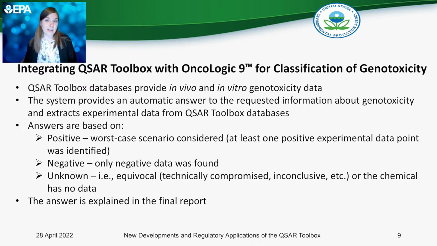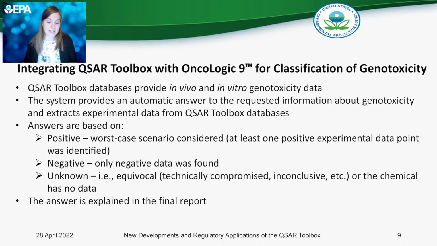If only negative data was found, the compound was tested, but only negative data was found for the gene mutation or chromosomal aberration studies, a negative response will be given to Oncologic from QSAR Toolbox. If the chemical was not tested and QSAR Toolbox cannot find any data, it will be seen as unknown, or perhaps even the data extracted may have been technically compromised or inconclusive, QSAR Toolbox will report unknown back to Oncologic. The answer is explained in the final report in Oncologic and justified in QSAR Toolbox.